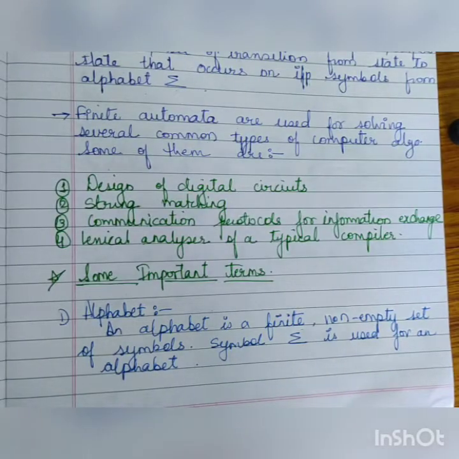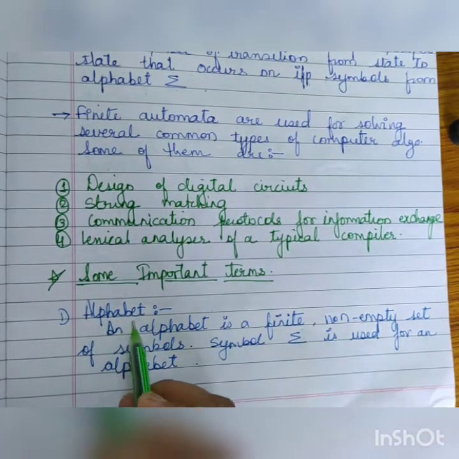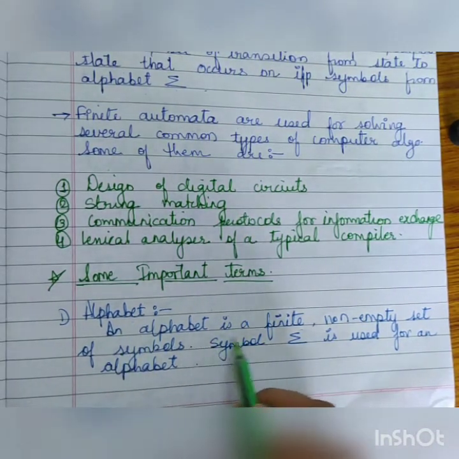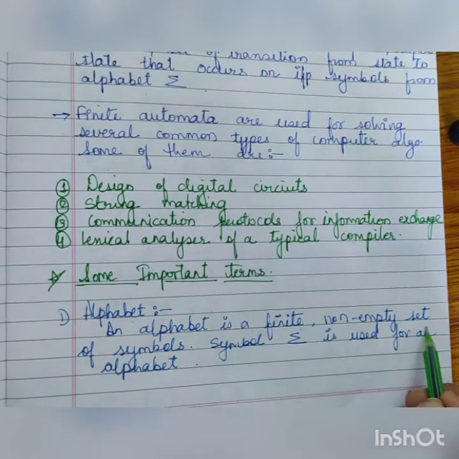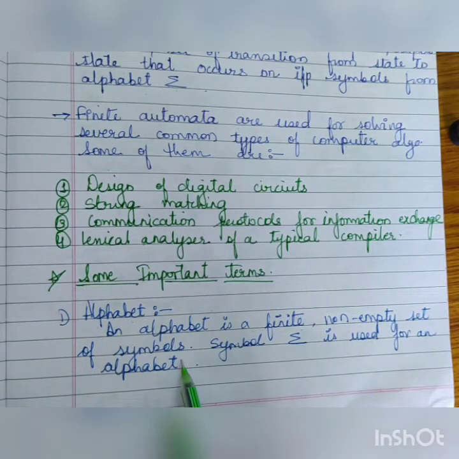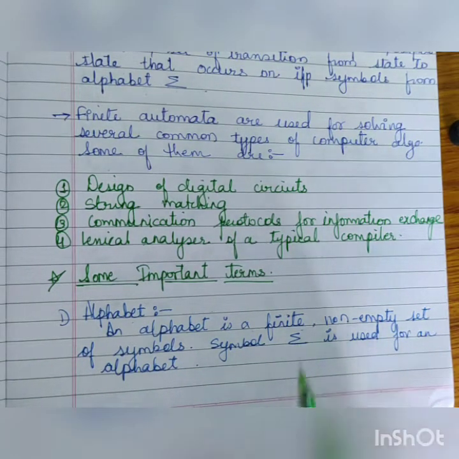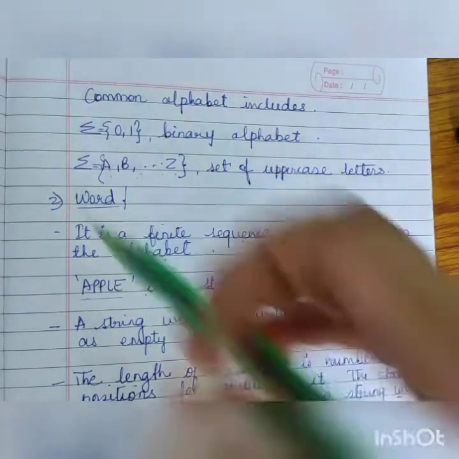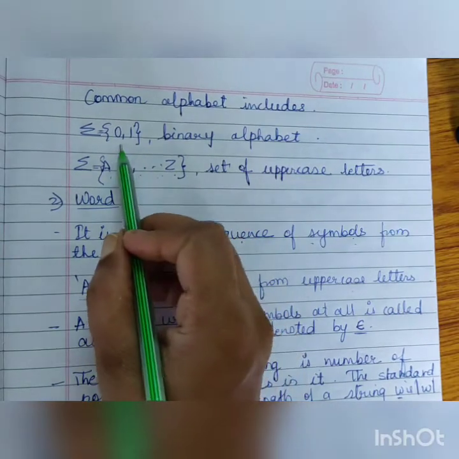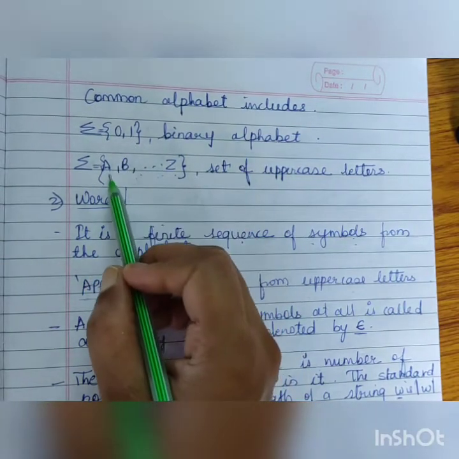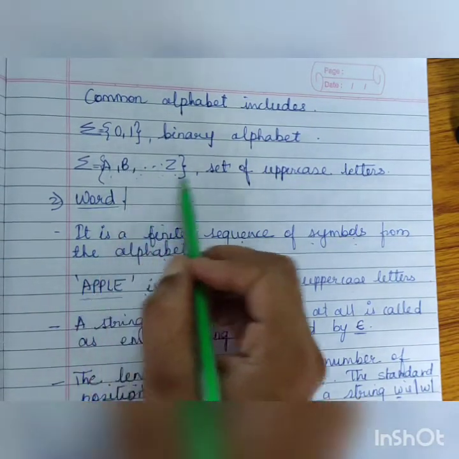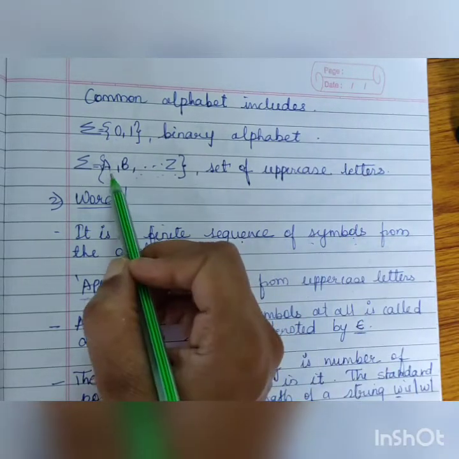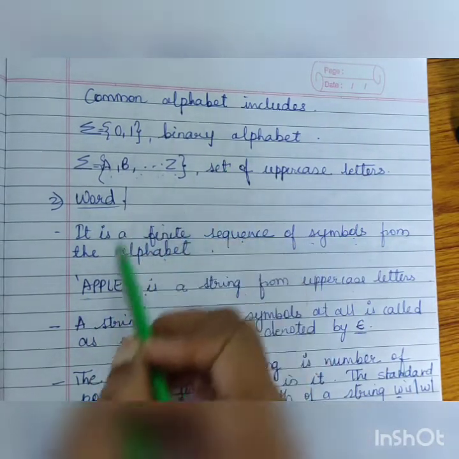Let us see some important terms involved in finite automata. First is alphabet, and an alphabet is a finite non-empty set of symbols. The symbol sigma is used to represent the alphabet. Common alphabets include the binary alphabet having 0, 1. Another example is the set of uppercase letters, so we have A, B up till Z.